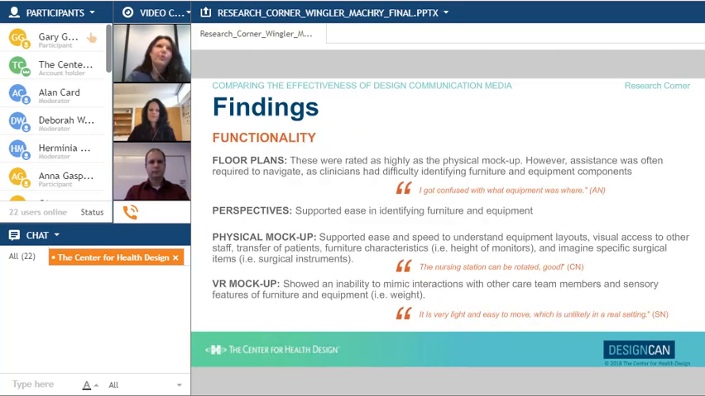About functionality, which is really how things in the space move and function, for instance, the floor plans actually were rated as highly as the physical mock-up.